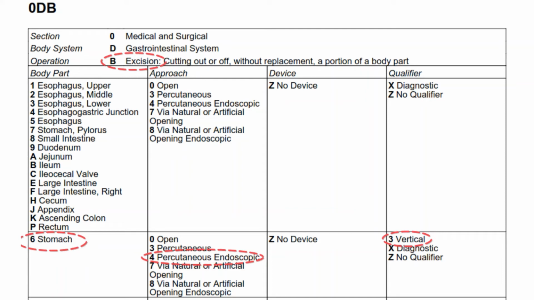The section is medical and surgical. Body system is gastrointestinal. Root operation is excision, since only the greater curvature is removed. And the body part is stomach. Approach is percutaneous endoscopic, since the procedure is done laparoscopically. Remember, all laparoscopic procedures are coded to the approach value of percutaneous endoscopic. Then there is no device involved. And the qualifier in this case is vertical for the vertical sleeve gastrectomy. So the qualifier always provides additional information about the procedure performed.